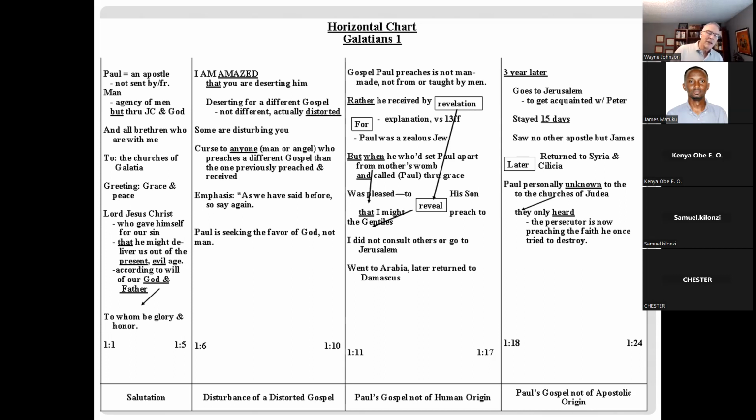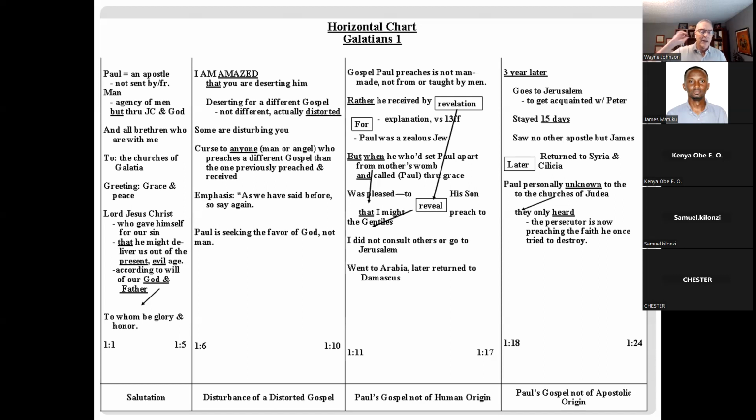But the text says not really different, but actually it's being distorted. Note that some are disturbing you. Notice that Paul says, cursed be anybody, whether it's another person or an angel. And Paul even says in there, even if he himself comes with a different gospel. This applies to everybody who preaches a different gospel than the one previously preached and received.